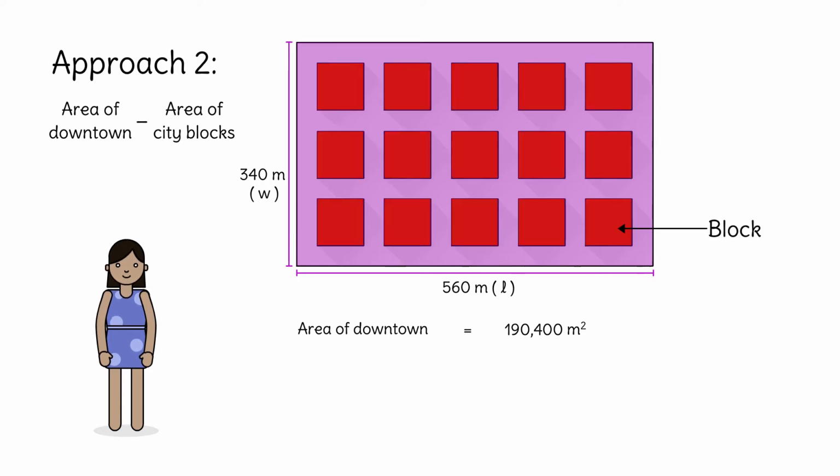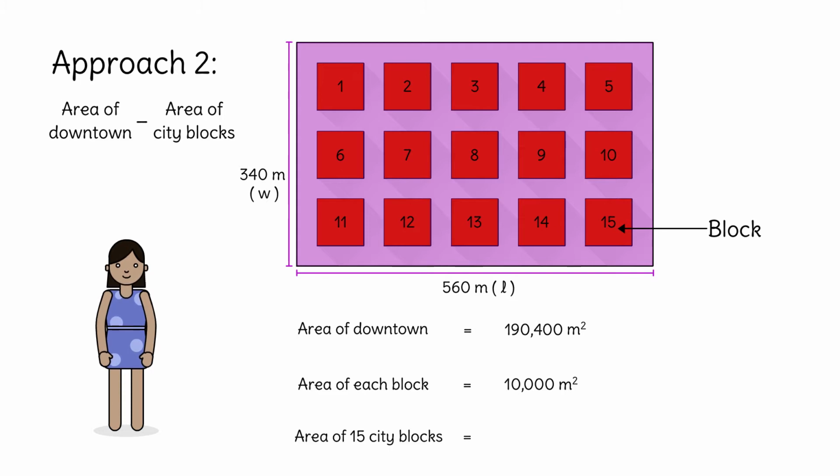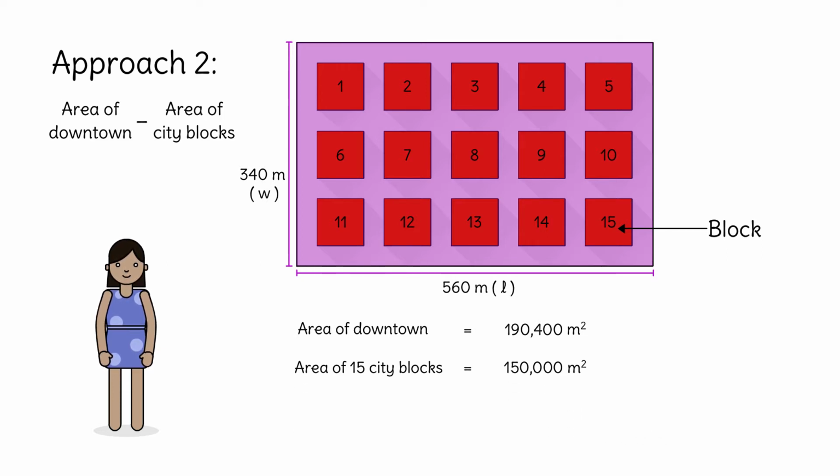Janet knows the city blocks are 100 by 100 squares, so the area of each block is 100 times 100, or 10,000 square meters. There are 15 blocks, so the total area of the blocks is 15 times 10,000, or 150,000 square meters. The total area of the downtown, minus the area of the blocks, gives us a road area of 40,400 square meters, the same result that Janet got before. It's another clever way to solve this composite area problem.